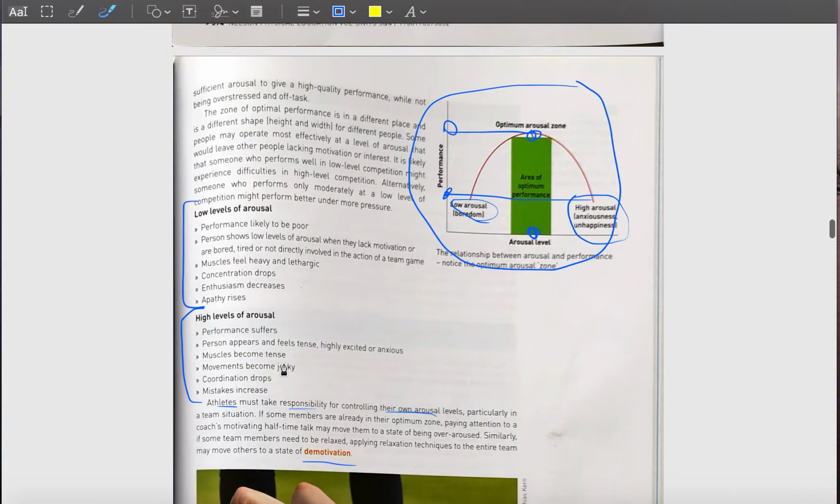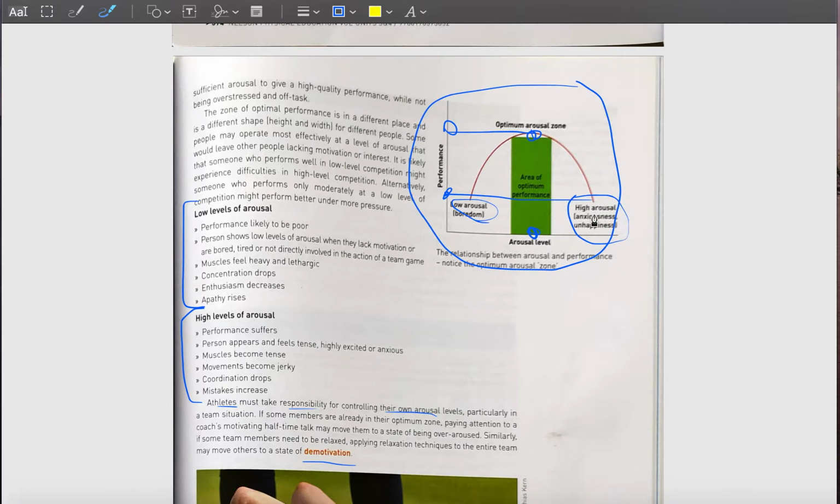So when we have a look at arousal levels, if somebody is low, they will perform poorly. They show low levels of motivation, they're bored, they're tired, their muscles feel heavy and lethargic. Their concentration drops. Their enthusiasm is low. So you can see how that will lead to poor performance.